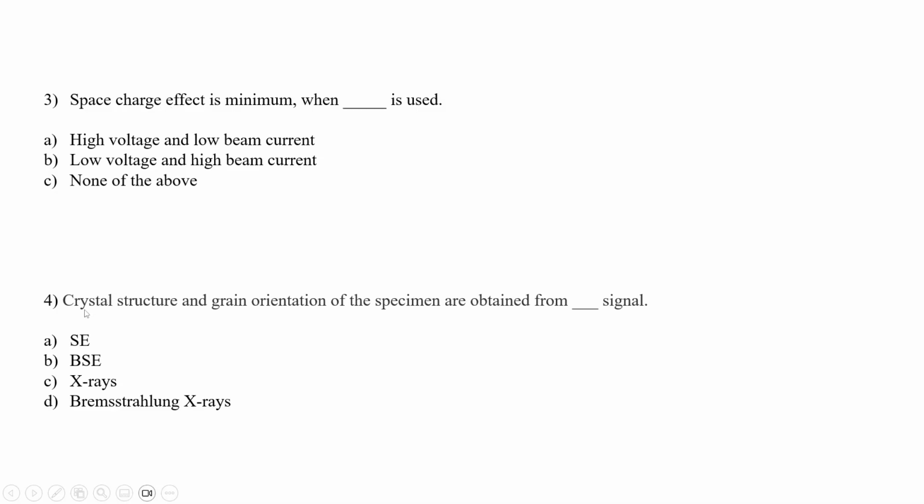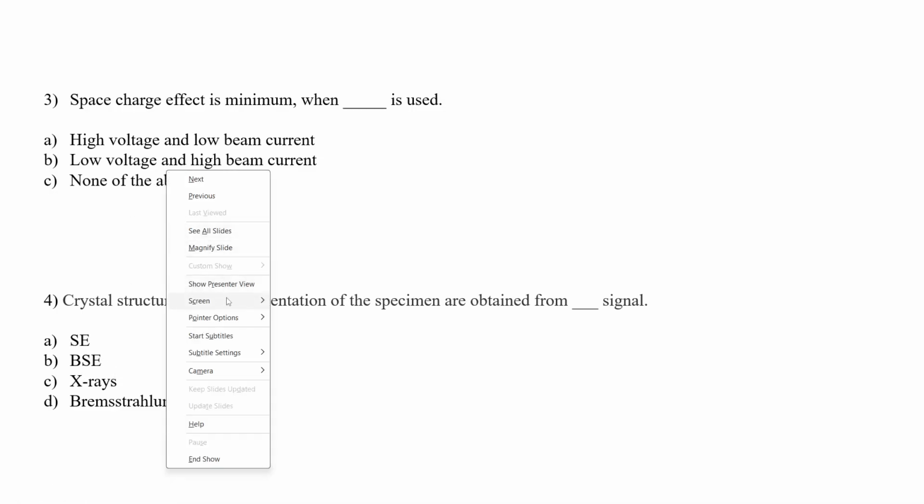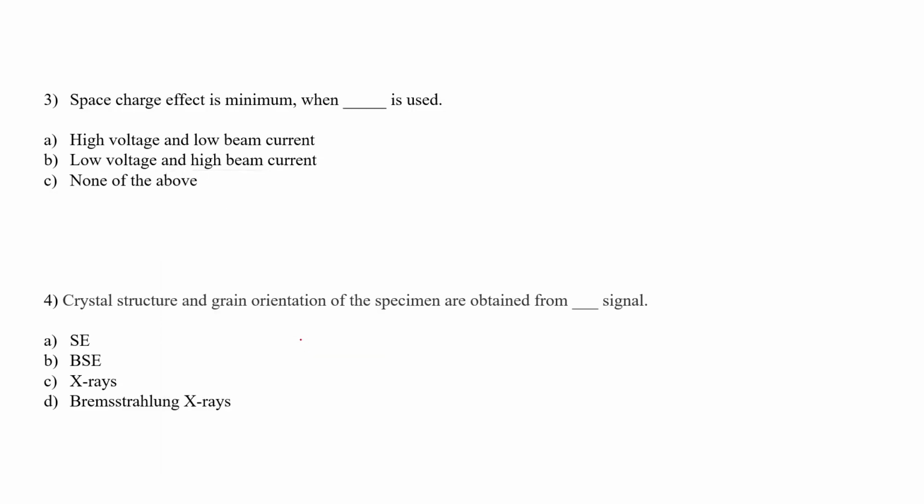Question number 4 says that the crystal structure and grain orientation of the specimen are obtained from dash signal. The grain orientation and crystal structure should be obtained from this signal. Secondary electron is used for the topography information. The back scattered electron, here option B, is the correct answer. So the back scattered electron is used for grain boundary and crystal structure detection.